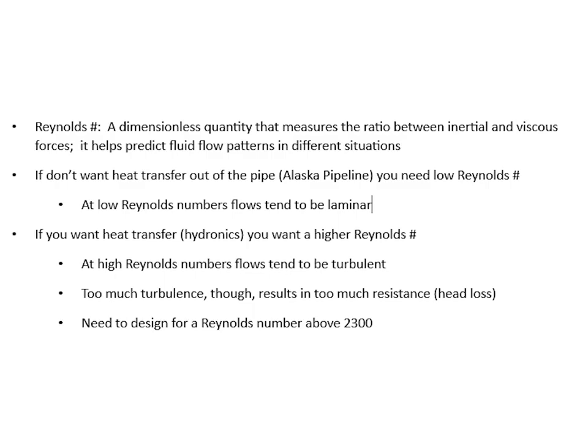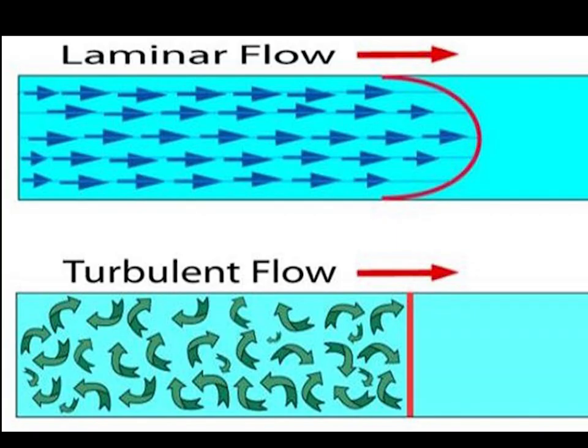If you want high heat transfer, hydronics, you want a higher Reynolds number. At high Reynolds number, flows tend to be turbulent. Too much turbulence, though, results in too much resistance, also known as head loss. For proper hydronics, we need to design for a Reynolds number above 2300. Here are depictions of laminar and turbulent flow patterns. You can see how the head loss increases with the turbulent flow.